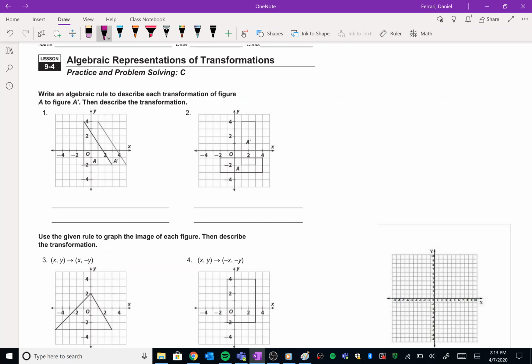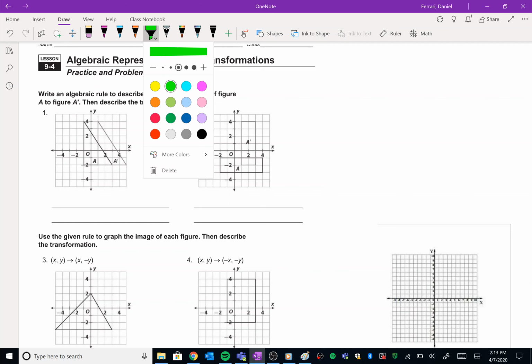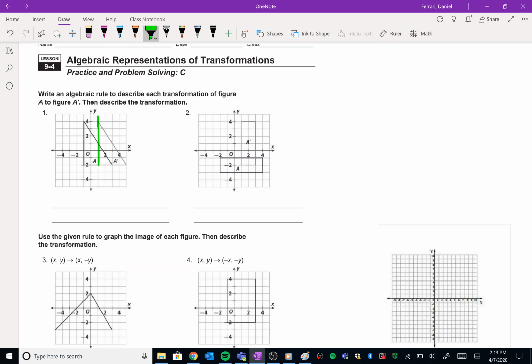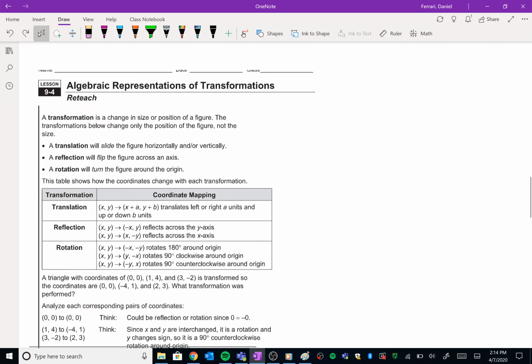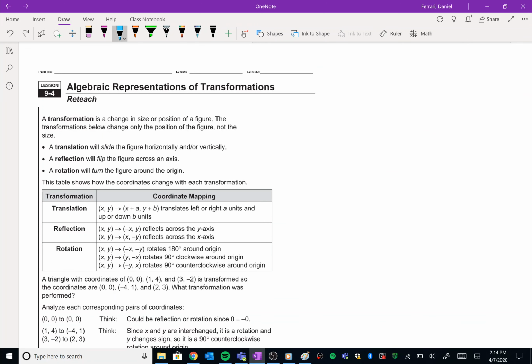So we've got our first triangle, which is A, this red triangle right here. After it gets moved, it turns into A prime, this green triangle right here. Essentially, in these problems, you're going to want to identify what type of transformation you're doing. And I'm going to switch to the reteach page for just a second, as a demonstration.